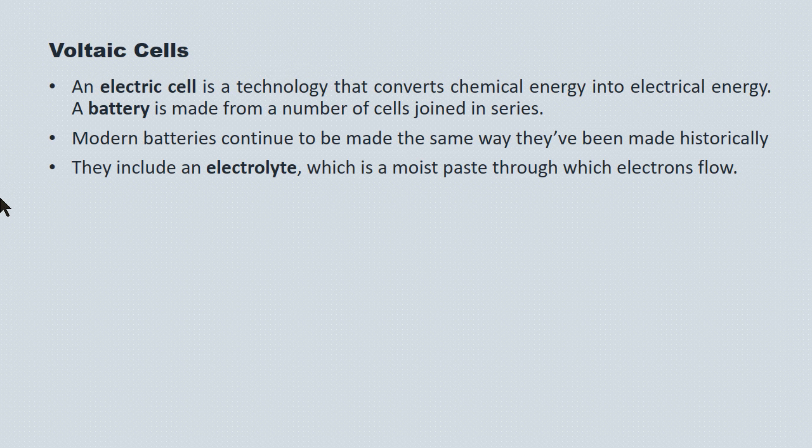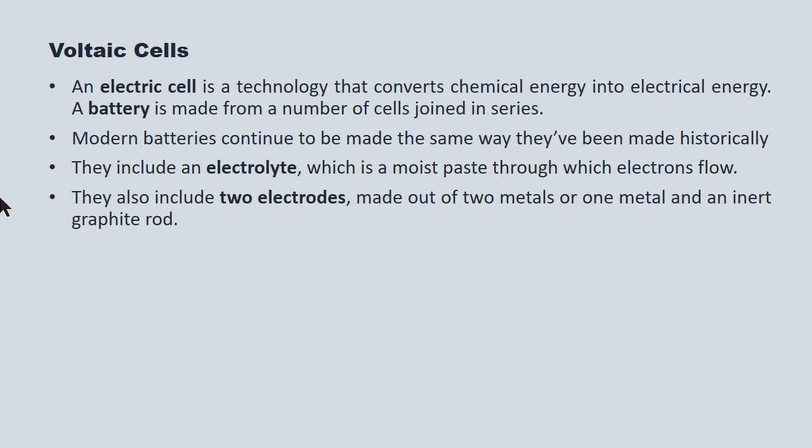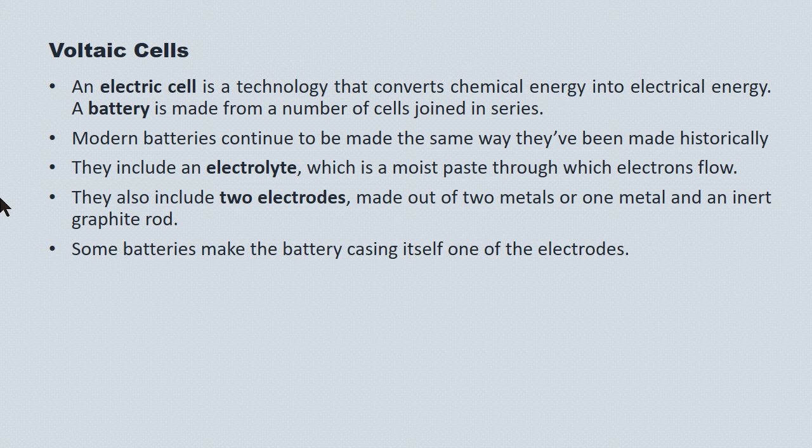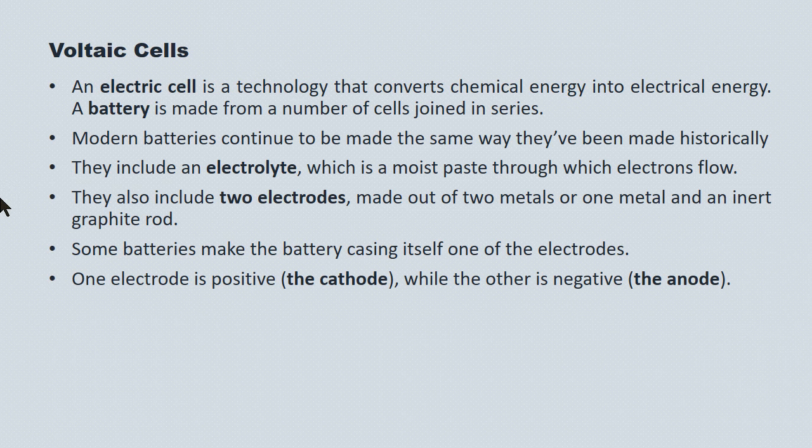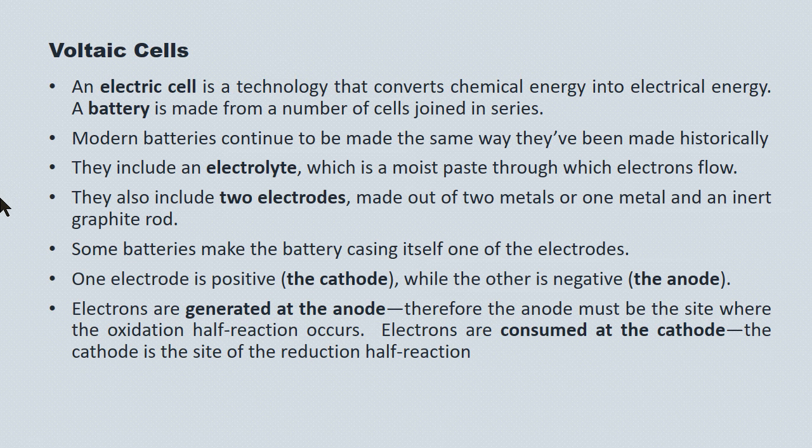Typically they include an electrolyte, which is either an aqueous solution or a moist paste through which electrons and ions can flow. They also include two electrodes. They're typically made out of metals, or one's a metal and the other's an inert graphite rod. Some batteries are manufactured so that the battery casing itself is one of the electrodes. Of course, one of the electrodes is designated positive, and that's the cathode. The other is designated negative, and that's the anode.